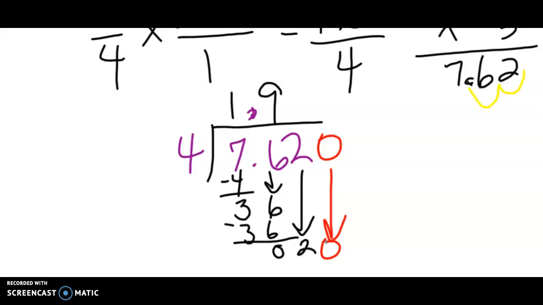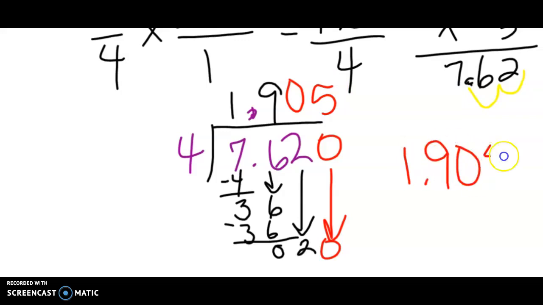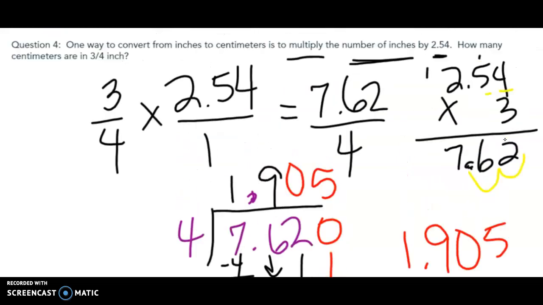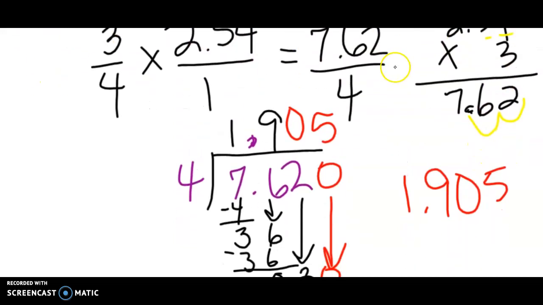Well, guess what? I forgot the 0 here because I couldn't make a group, but now I have 20 things, and I can say 4 groups of 20, I can do that 5 times. So my answer will be 1 and 905 thousandths centimeters. I can label it cm.